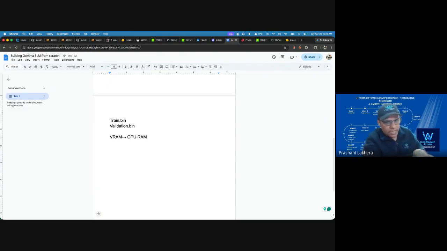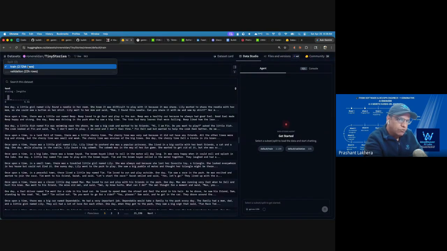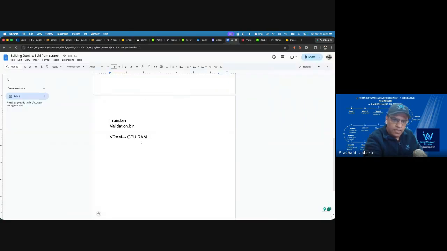So I have two options. Whatever conversion I'm doing for these 2.1 million stories and 22K rows for the validation, I can save it into the RAM. But that will be a huge amount of RAM occupied by my tokenizer. Or the other thing I can do is save it to the disk, in the form of a binary file. And I am not going to read that file in one go. Like all those 2.1 million stories and 22K validation stories, I'm not going to read them in one go. I'm going to read it in batches.